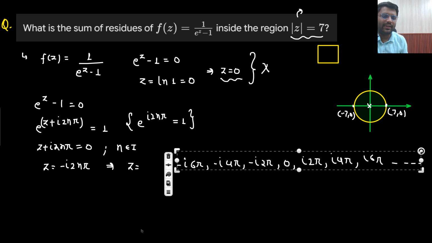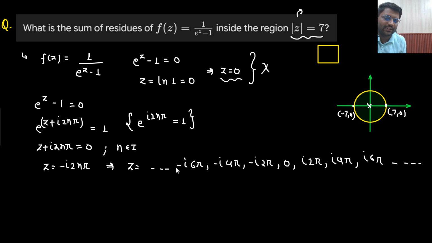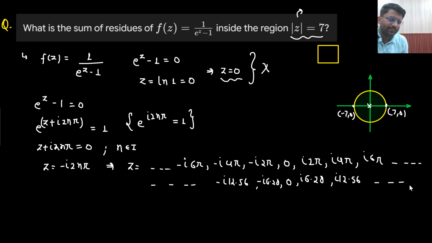Now let me know which will be lying inside the circle and which points will be lying outside the circle. What is the value of 2 pi? That is 6.28, right? What is the value of 4 pi? That will be 12.56, and so on, in that manner. This is 0 only. This will be minus iota 6.28, sorry. This is iota, this is iota. This is minus iota 6.28. This is minus iota 12.56, and so on, and so on.